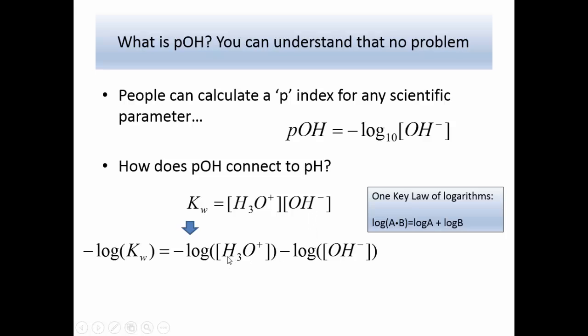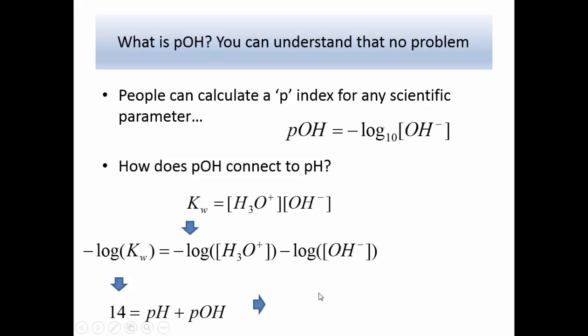But these have been defined. Well, that's pH and pOH. And what's the negative log of Kw? Well, what's the negative log of 1 times 10 to the negative 14? Well, that's 14. So 14 is equal to pH plus pOH. And so therefore, you see how the two are connected. You see that they always have to add up to 14.